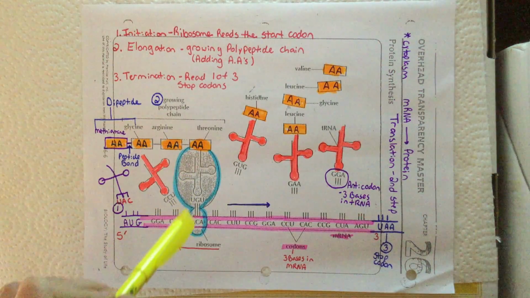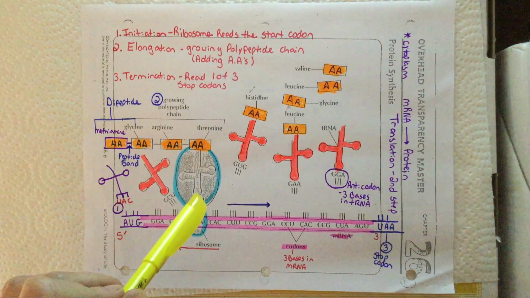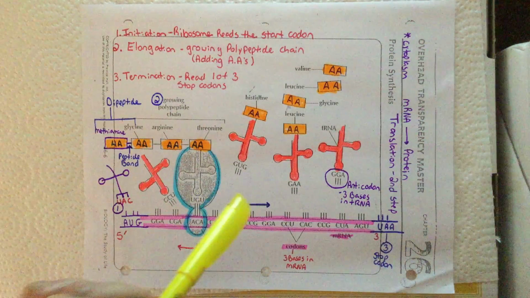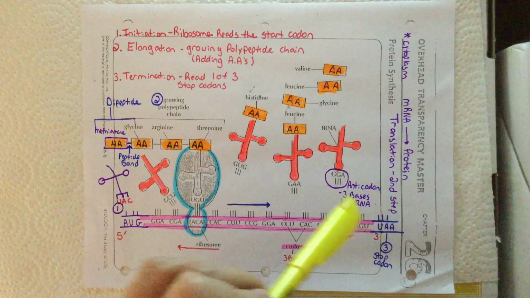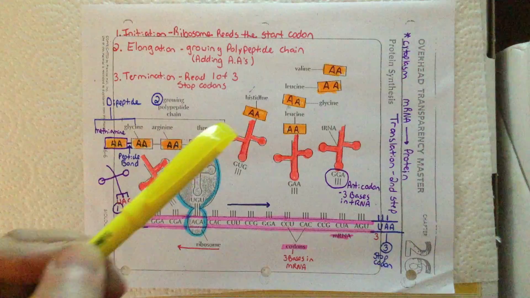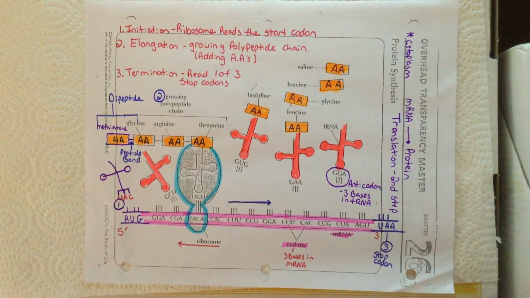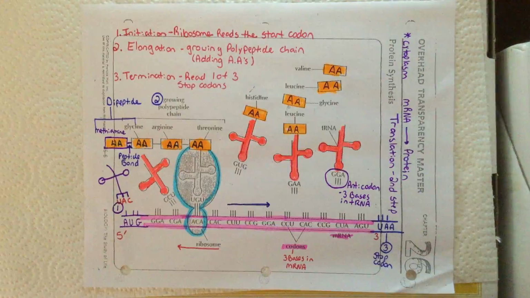A goes with U, C goes with G, A goes with U. That hooks my amino acid. He's going to shift, and the next one comes down, and it's going to keep going and keep going and keep going. I'm going to keep adding amino acids. My smallest protein is 50 amino acids. The longest one could be thousands and thousands of them.